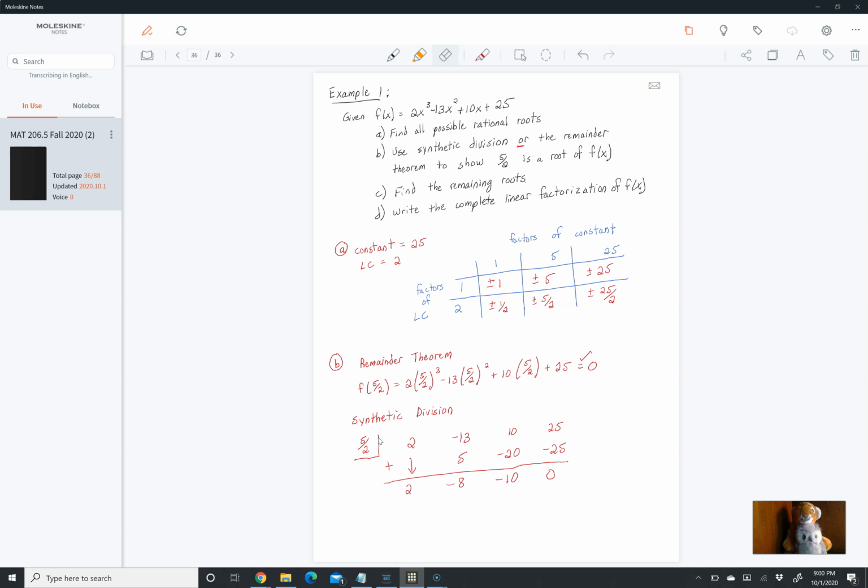So yes, you get a remainder of 0. This is a root. So the only thing that you want to do is just be really clear about why it's a root. You could put a check mark next to it, but just say remainder equals 0.